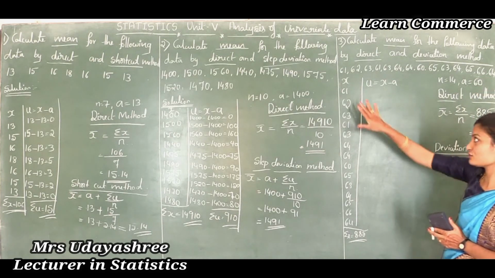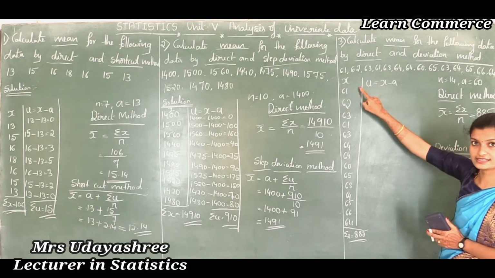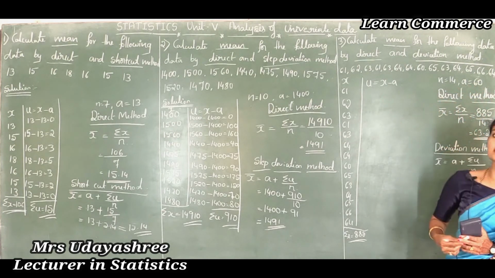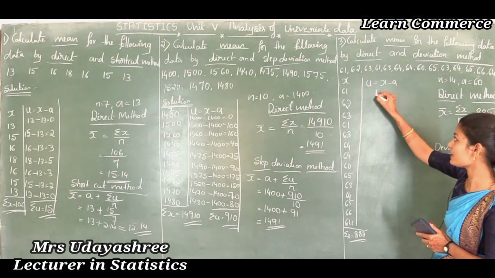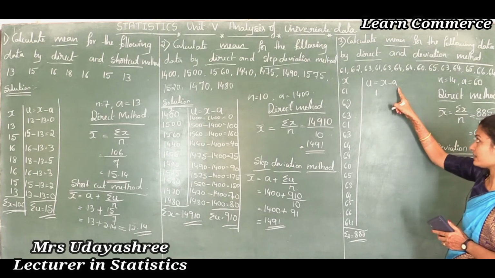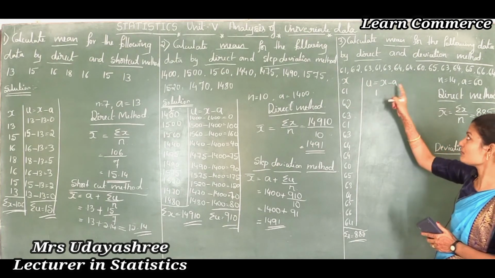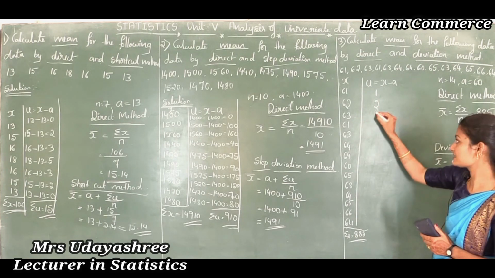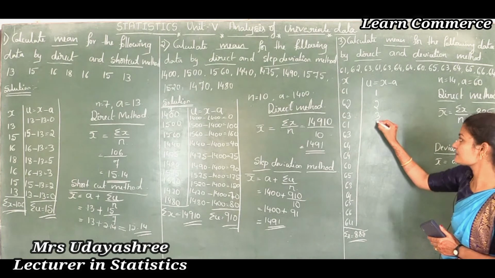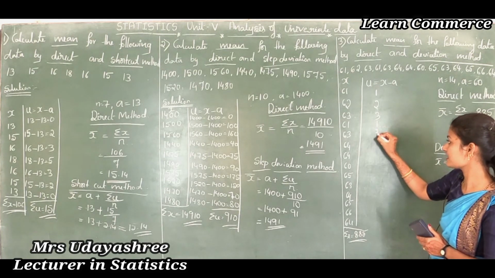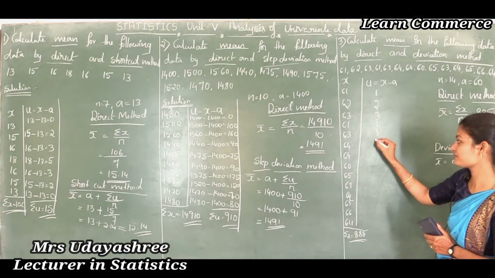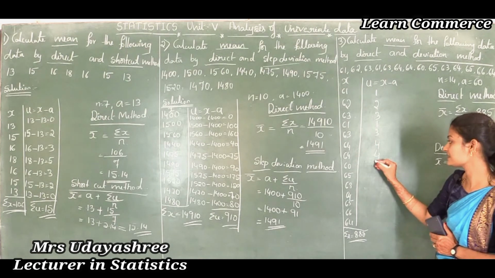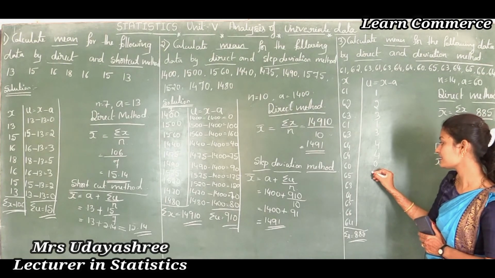The first x observation is 61 minus A, which is 60. So 61 minus 60 is 1. Next 62 minus 60 is 2. 63 minus 60 is 3. 61 minus 60 is 1. 63 minus 60 is 3. 64 minus 60 is 4. Then 64 minus 60 is 4. 60 minus 60 is 0. 65 minus 60 is 5.